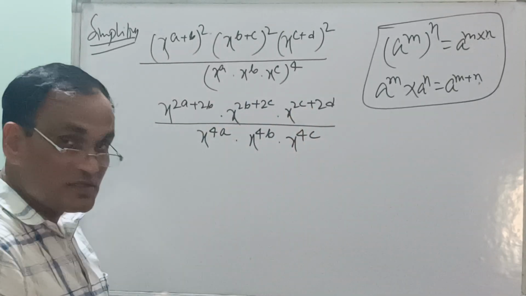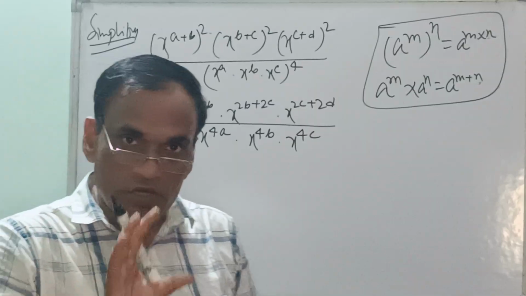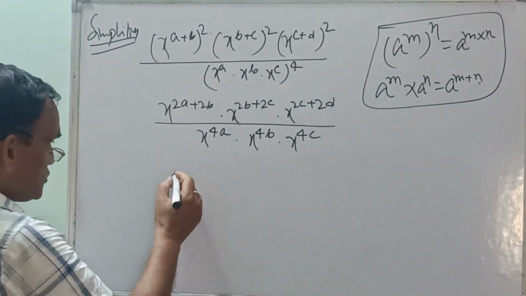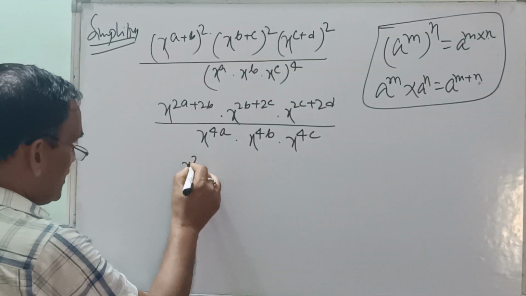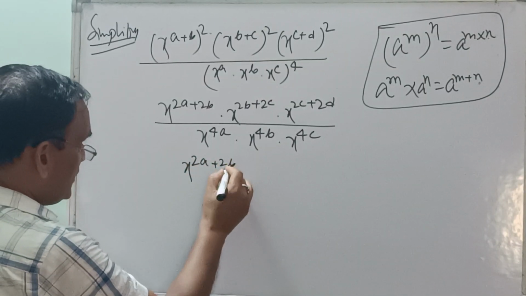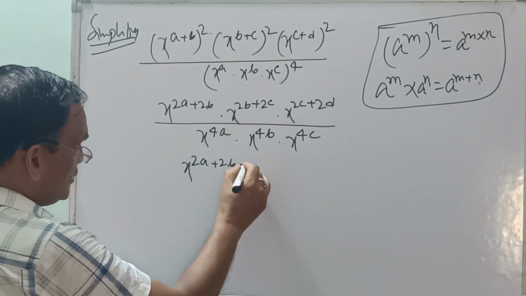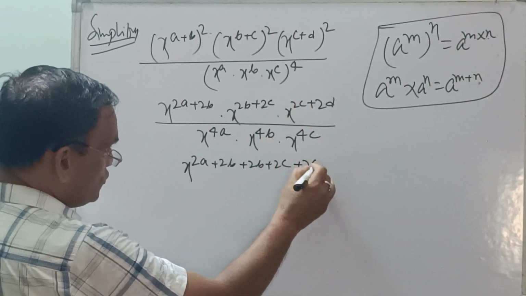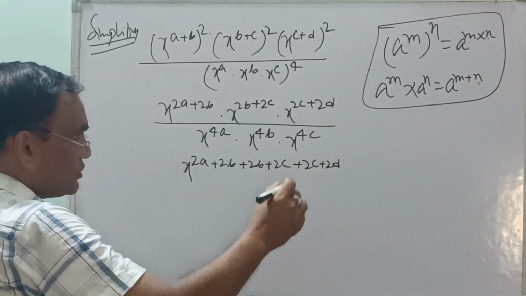So the power is added. What will we do? So gentlemen, x to the power 2a plus 2b. Again this power will be added, 2b plus 2c. Again this power will be added, 2c plus 2d.